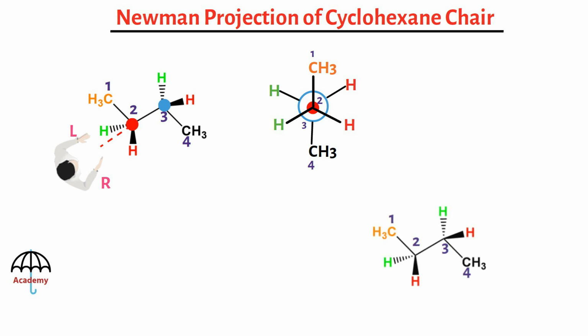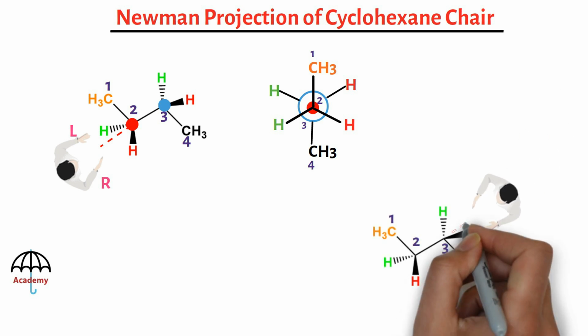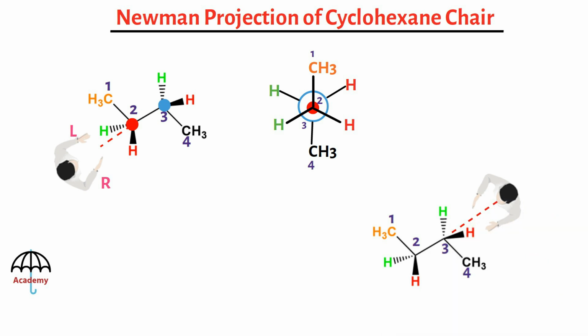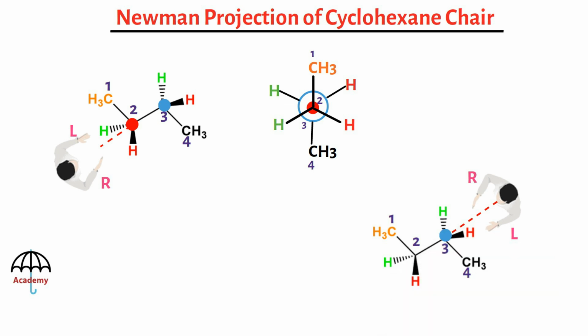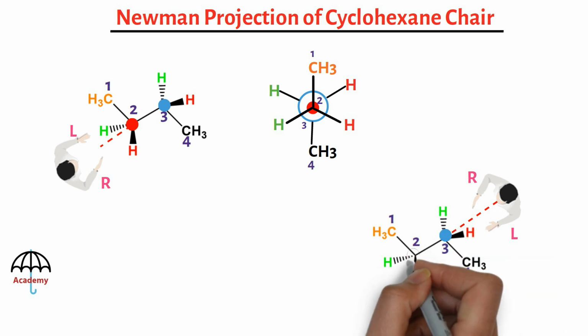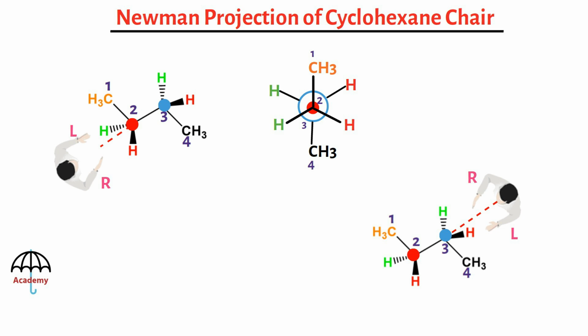We can look at the same molecule from the opposite side as well, through the C3-C2 bond. This is your right and left side. Mark carbon 3 as blue dot and carbon 2 as red dot, as done in the previous case. So, in drawing the Newman projection, front carbon is denoted by blue dot and back carbon by red circle.